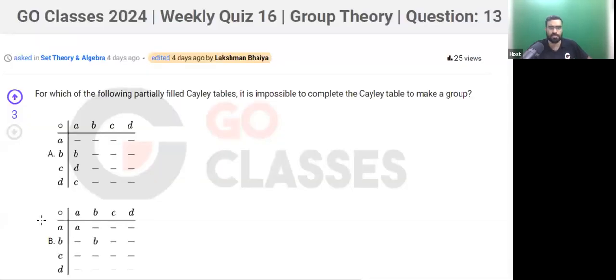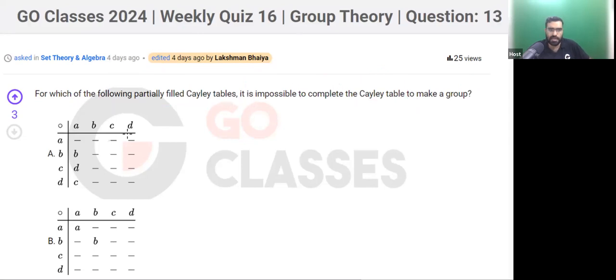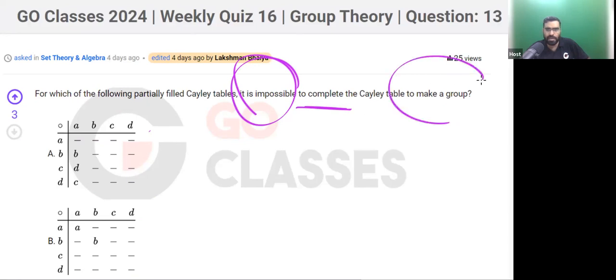Now let's see this question. This is a very interesting question. The question is asking, for which of the following partially filled Cayley tables is it impossible to complete it to make a group? Some Cayley tables are given to you. These are partially complete Cayley tables, and some entries are missing.